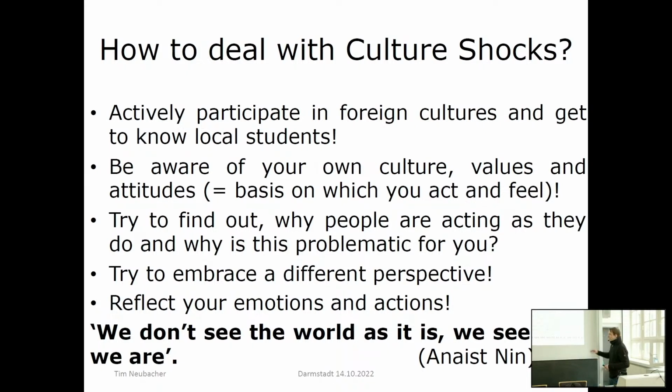And there's a saying I really like: we don't see the world as it is, we see it as we are. And that's really important. That's a very subject-specific point of view, and there's no other possibility. I mean, it's not possible. Objectivity is not possible.